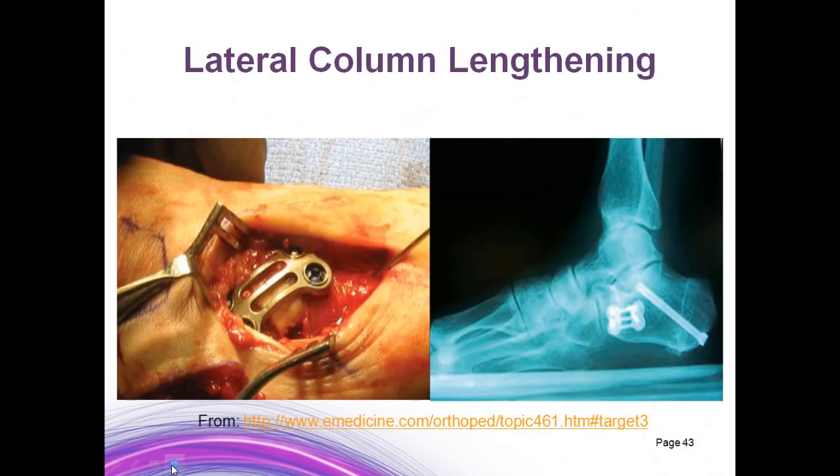Here we have someone who's undergone a lateral column lengthening process, whereby the lateral side of the foot is elongated to, as I mentioned earlier, straighten the foot up and remove some of the forefoot abduction and also reduce the valgus nature of the heel.